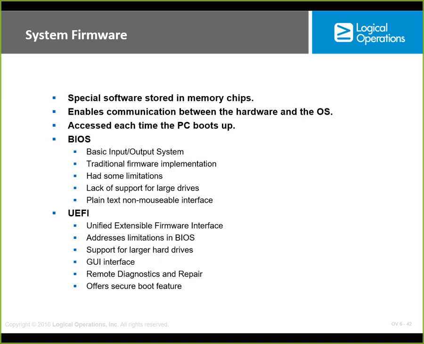We have the hardware RAIDs and the software RAIDs on these things. System firmware, special software stored in memory chips, communication between the hardware and the operating system, accessed each time the PC boots up, and we've talked about the BIOS. The traditional firmware had some limitations. It didn't have support for large hard drives. The hard drives just kind of all exploded at once, so it didn't have that.